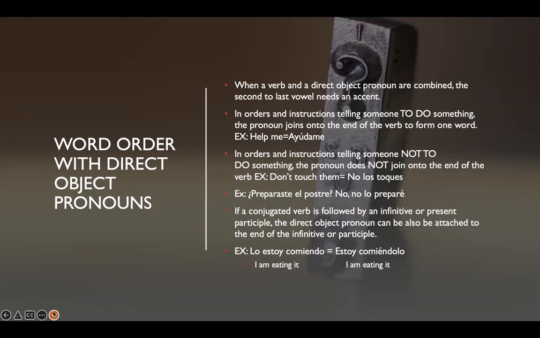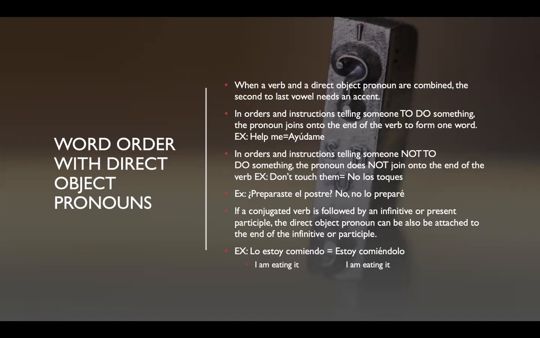When a verb and a direct object pronoun are combined, the second to last vowel needs to have an accent. In orders and instructions telling someone to do something, the pronoun joins onto the end of the verb to form one word, like the first bullet. So an example, help me, ayúdame. It should be the third to last vowel.